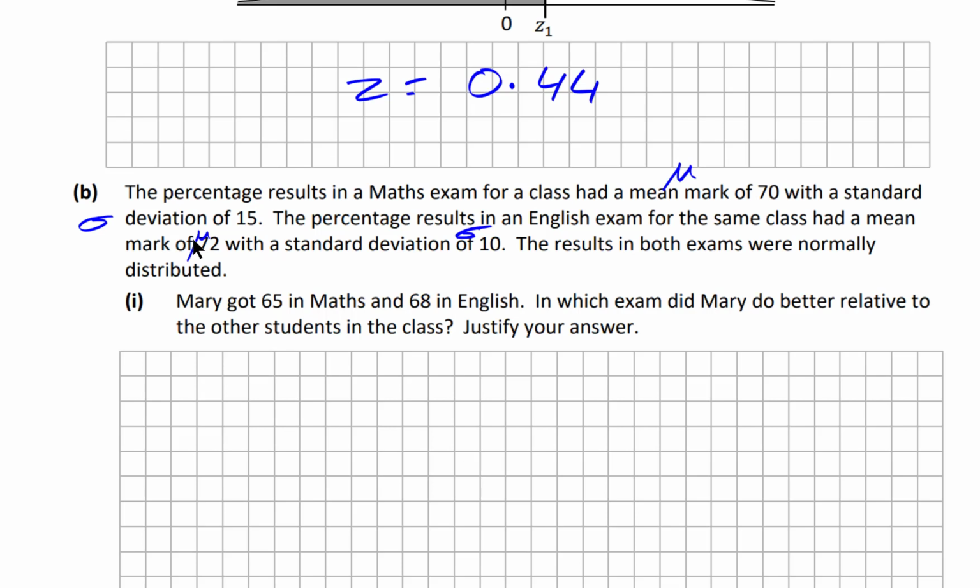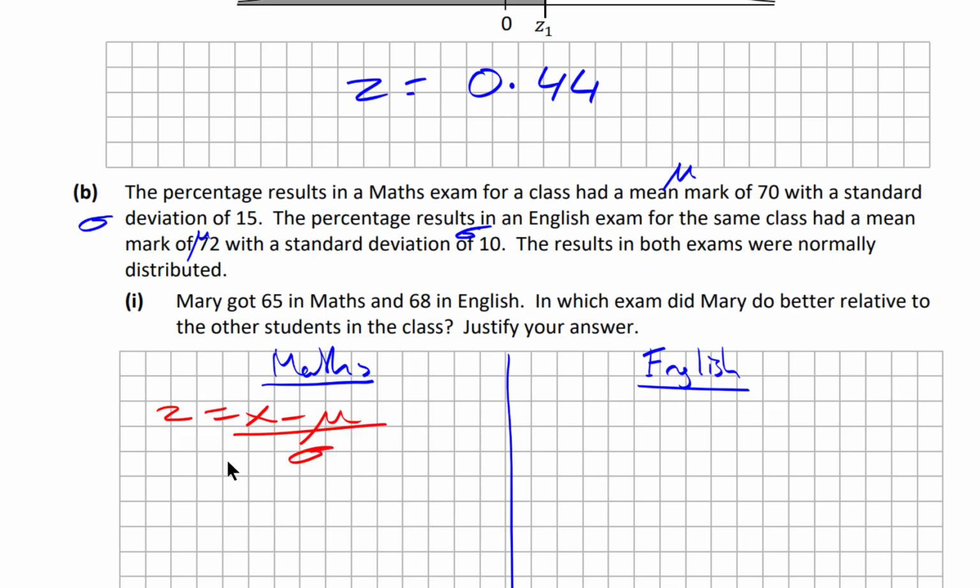So we just have to split this up into the two situations. We have maths and we have English. So what we'll do is we can calculate, based on the mean and the standard deviation and her results, what percent of the class would have gotten less than her. So that's what we're going to do. So first of all, we have to calculate the Z values. Remember, you have your Z value formula. Z is equal to X minus mu over sigma.